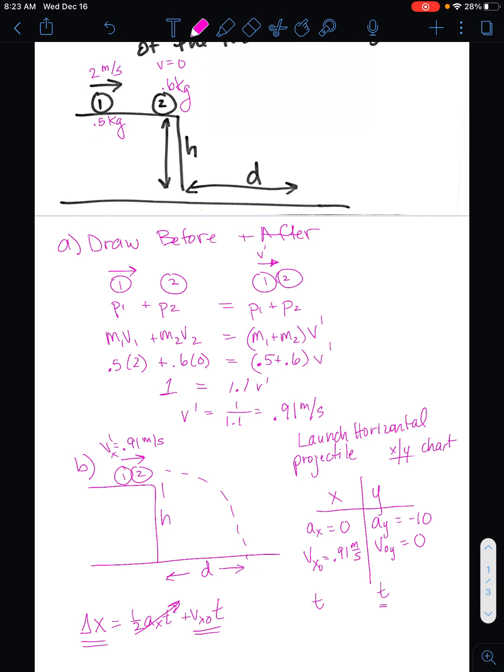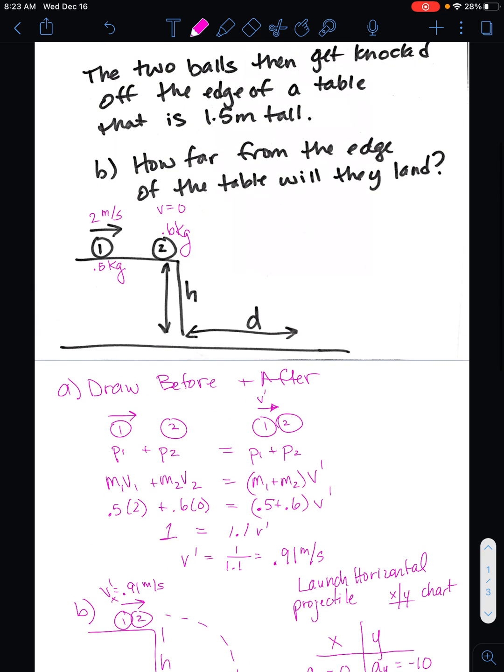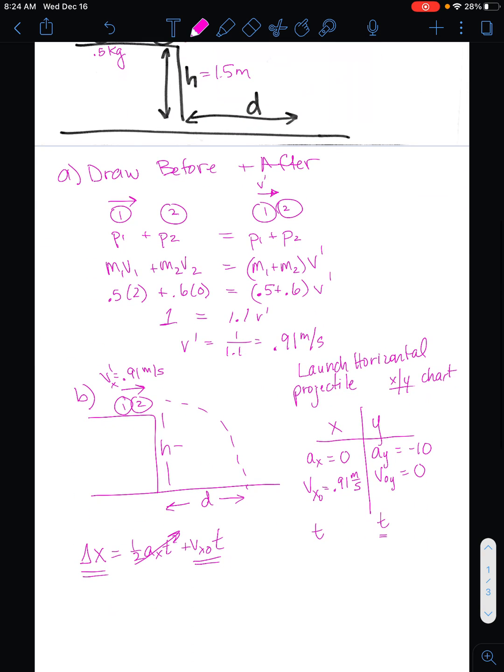Looks like they've labeled h for me here. When I go back up, it tells me that h is 1.5. So this is a 1.5 meter tall table. And so when the height is 1.5 meters, that helps me find my delta y. My delta y, though, is going to be negative 1.5 meters because we're falling downwards 1.5 meters. To solve for the time, I'm going to use my y information.